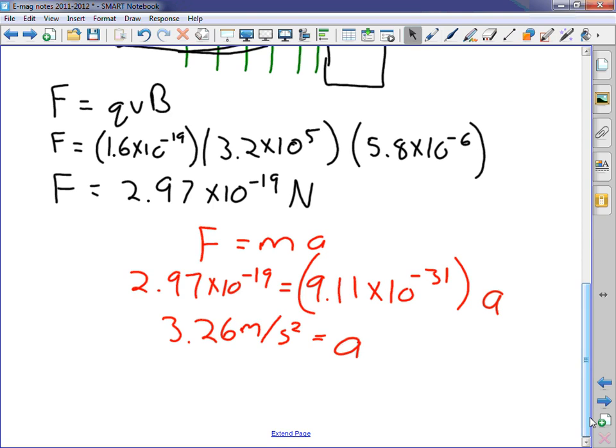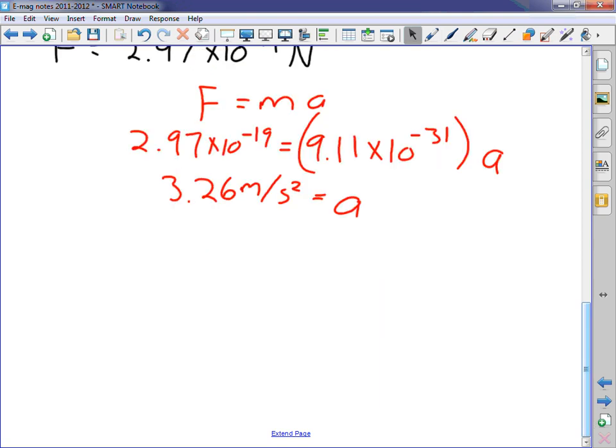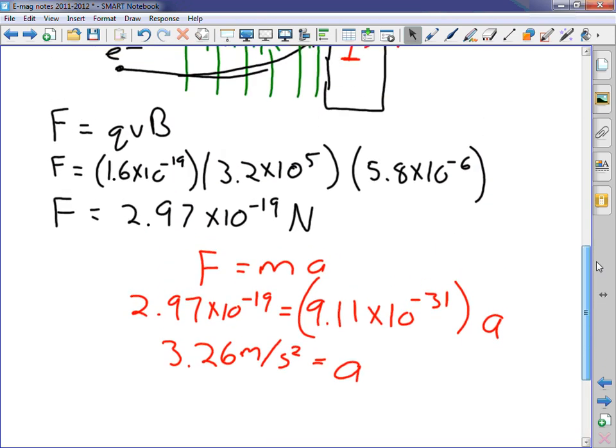Now that we have the acceleration and the distance, this becomes a projectile motion problem, where the force of gravity isn't what's doing the pulling down. Instead, it's the magnetic force that's acting as the force of gravity, which we have calculated and gotten a magnetic acceleration. Except I miswrote there. That's not 3.26 meters per second squared. That's 3.26 times 10 to the 11th.